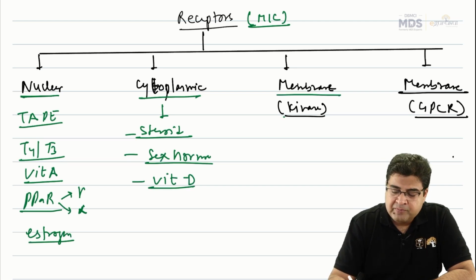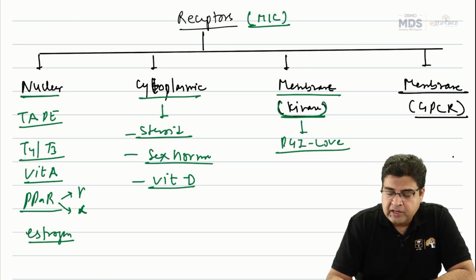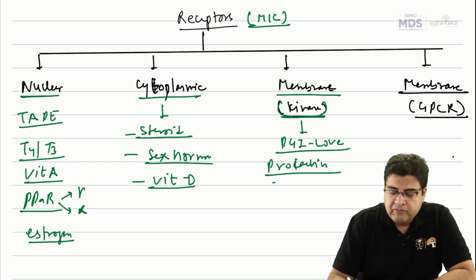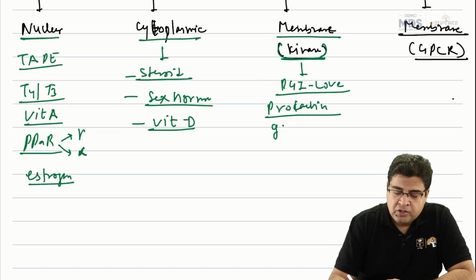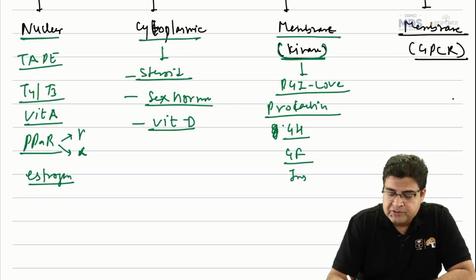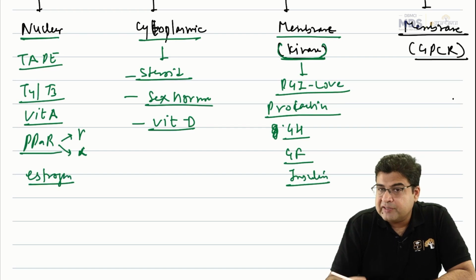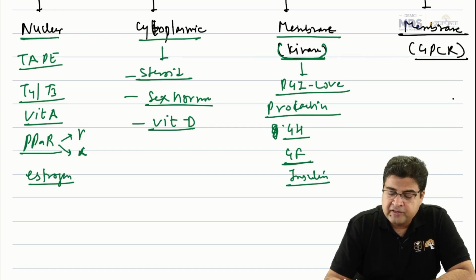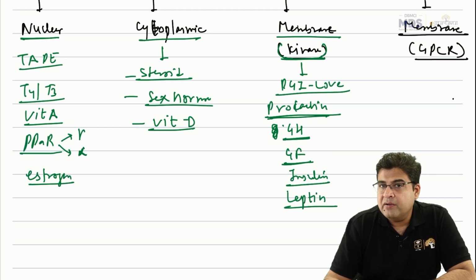Now we have the membrane receptor having kinase activity. For this, the mnemonic is PGI love. For this PGI love, you can remember prolactin, growth hormone, growth factor, and insulin. So insulin is associated with kinase enzyme activity, as are growth factor, growth hormone, prolactin, and leptin. So these are the 4 or 5 examples where the hormones or drugs have the membrane receptor having kinase activity.